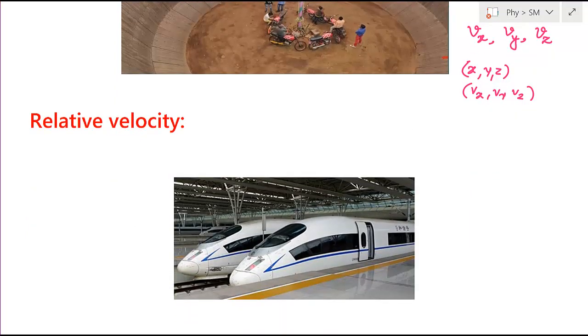Now in this chapter we will also learn about relative velocity. So in the next few videos we will see what all this means: what is circular motion, what is projectile motion, what is relative velocity.